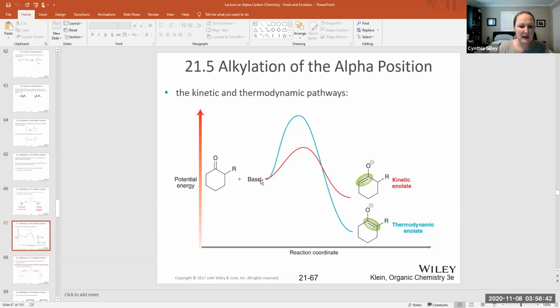So regardless of the base, right, the major enolate initially will be the kinetic enolate. However, at higher temperature, it's possible for the two enolates to form an equilibrium directly through deprotonation of each other's alpha position. So basically, the equilibrium is formed when this enolate acts as a base, right, to take the proton of the opposite alpha carbon to then form the other enolate.